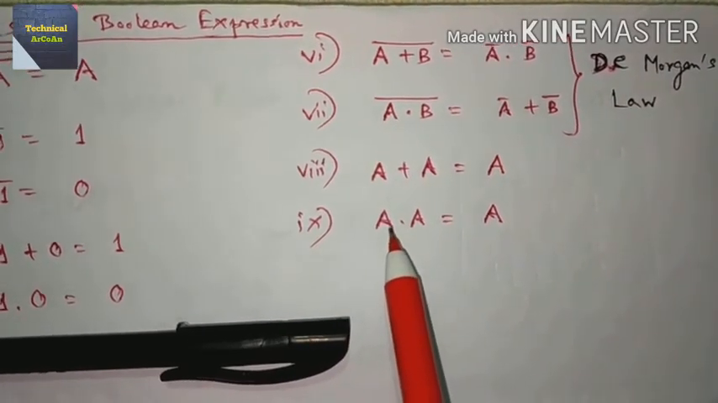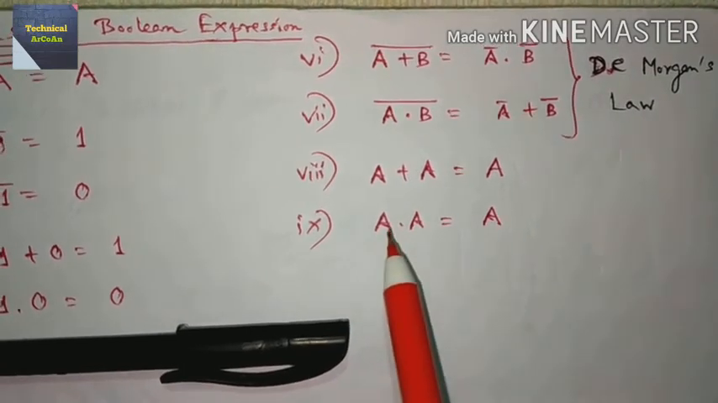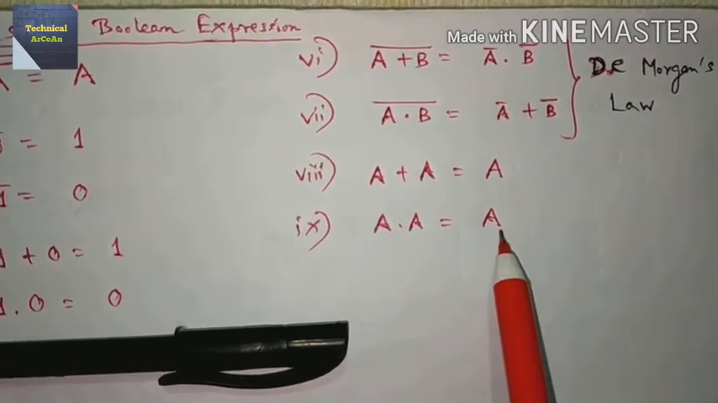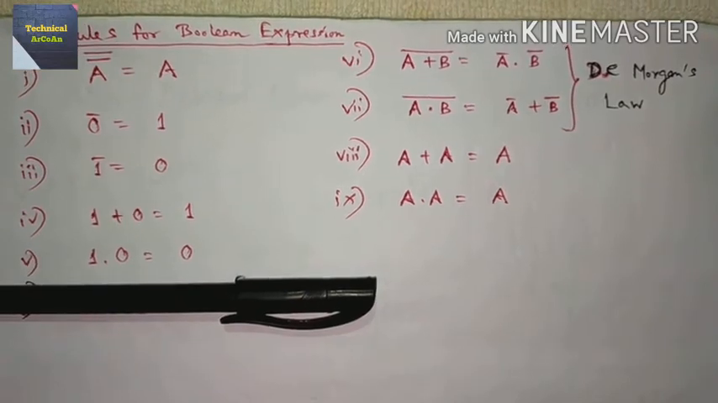If A is 1, then 1 dot 1 is 1. If A is 0, then 0 dot 0 is 0. Okay. I hope you have understood this topic.